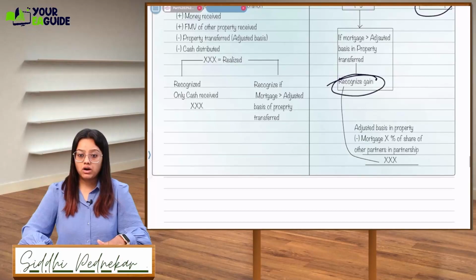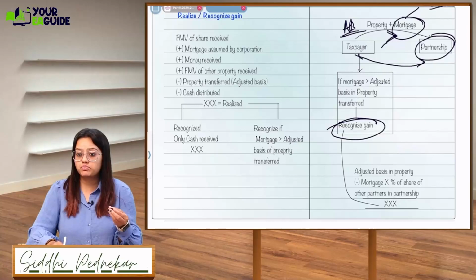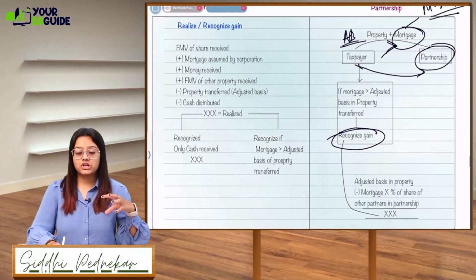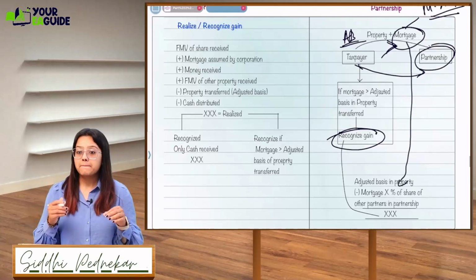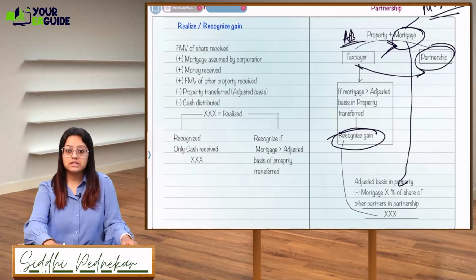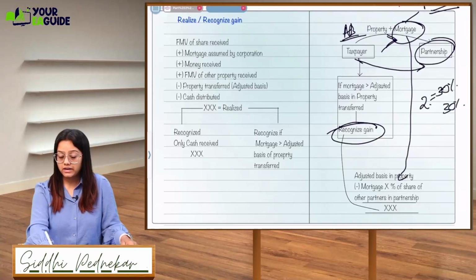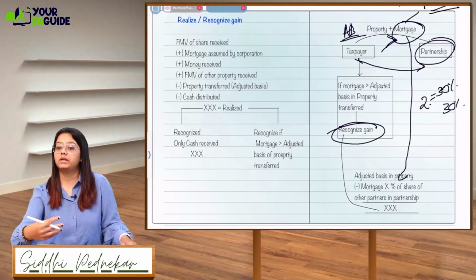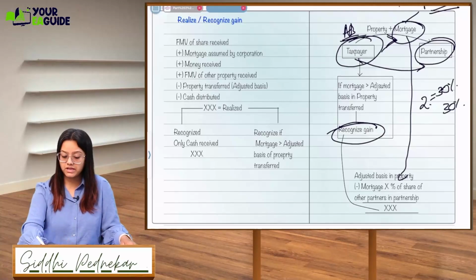Okay, now what will be the taxpayer's share in the partnership firm? What will be the interest percentage? It will depend on the adjusted basis of the property you are transferring. You have to reduce this mortgage multiplied by the percentage share of other partners in the partnership firm. Means, let's say there are already two partners and they are having a 30% share in the partnership firm. Now another taxpayer is entering the business with a 40% share, right?